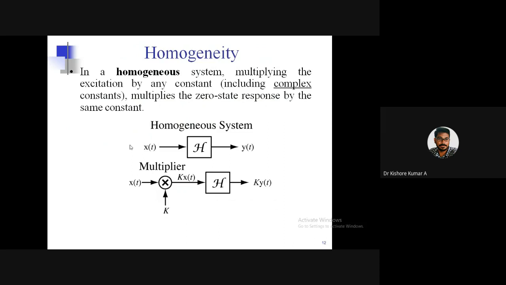x of t is the input and y of t is the output. Whereas here, before the homogeneous system, we have some multiplier. Here, the x of t signal is multiplied with some value, so-called k. So at the output of the multiplier, you will get kx of t. Now it is given to the system H, which produces the output response, which is nothing but ky of t.